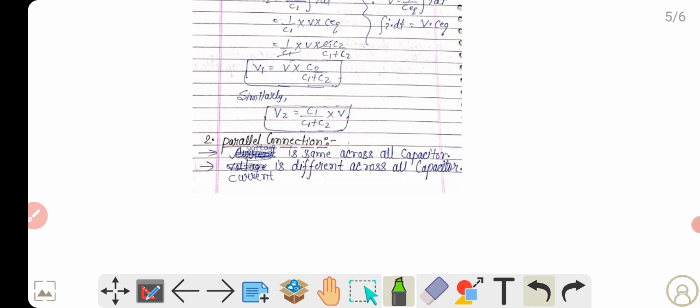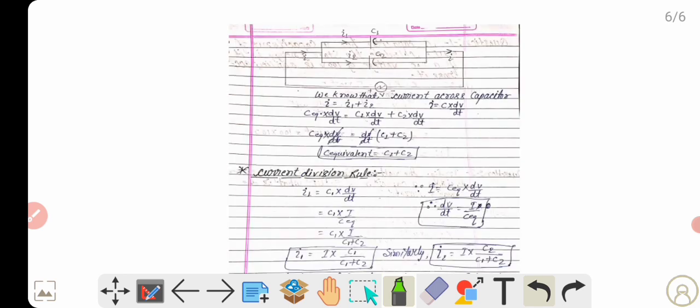Now my dear friends, as we know, voltage is the same across all the capacitors in case of parallel connection, and the value of current is different across all the capacitors. Using this concept, we will move to the next topic. As you can see here, there are two capacitors. The first one is C1 and the second one is C2. Both are connected in parallel with each other, and the current flowing in capacitor C1 is denoted by I1, and the current flowing in capacitor C2 is I2.